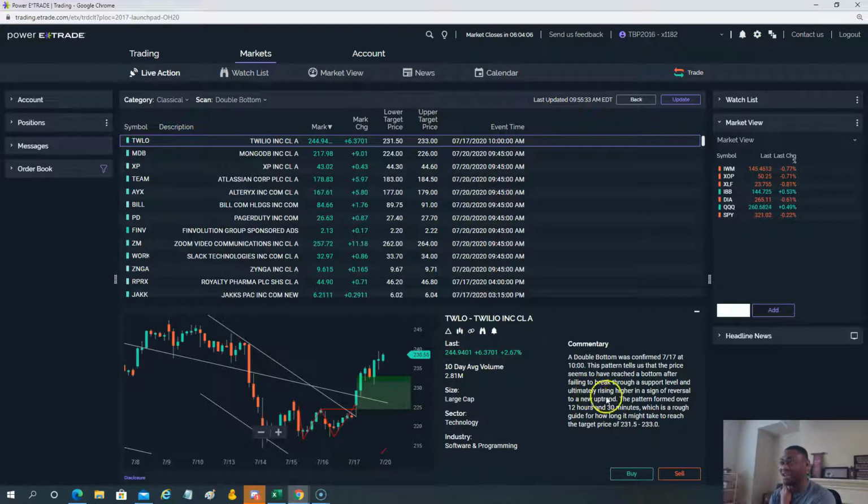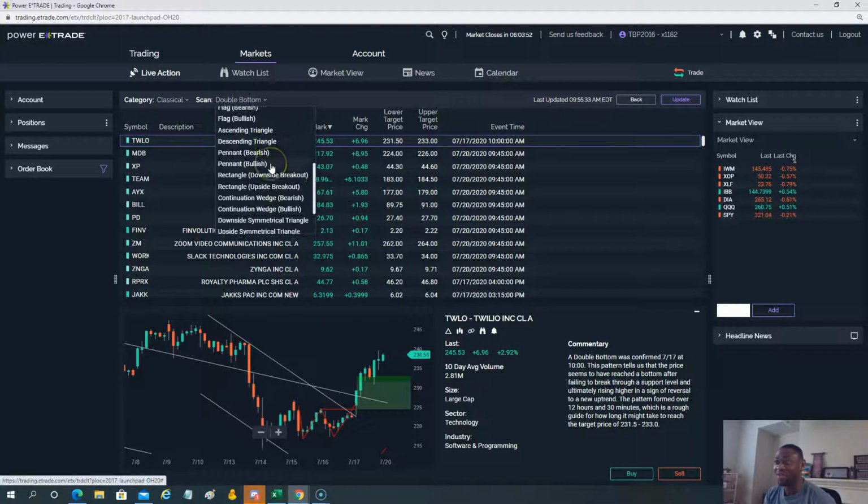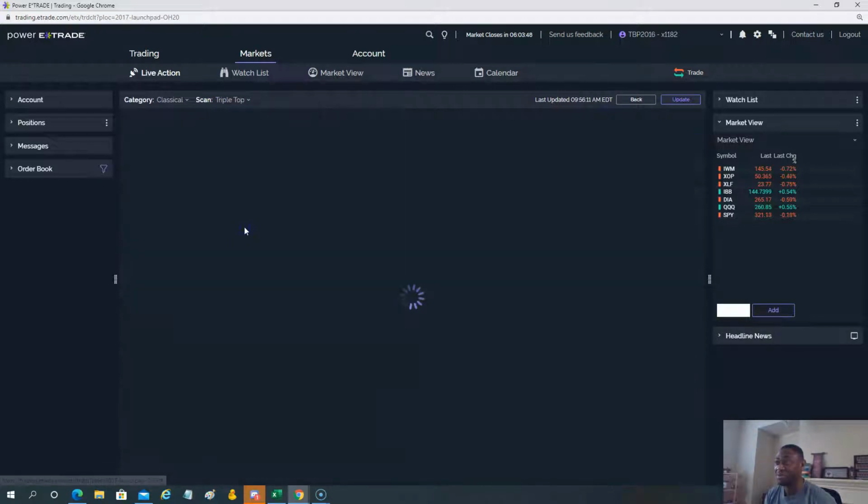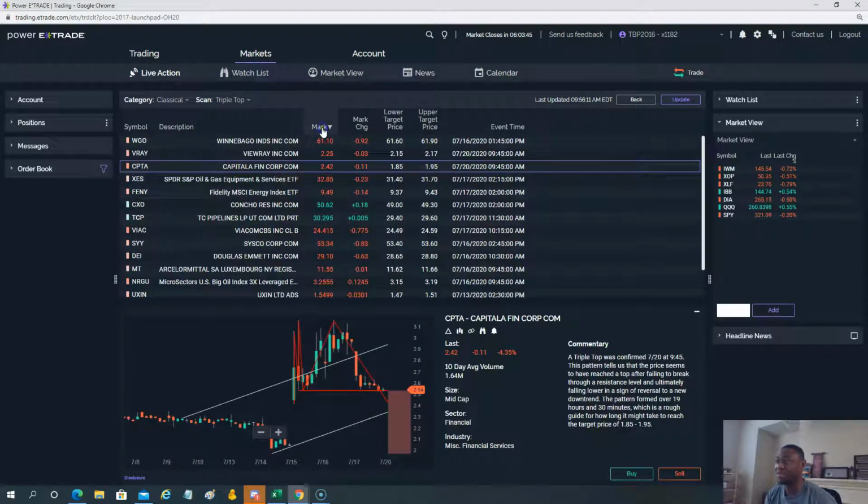Right now it's trading at $245, and you see that double bottom on there. All of this is available to you inside of Power ETRADE. What about triple top? I didn't even triple top.